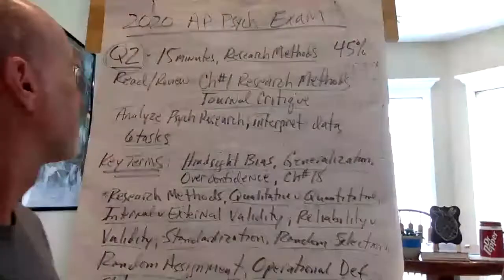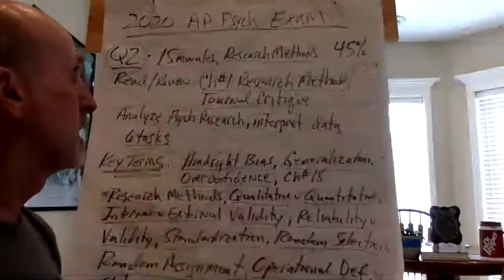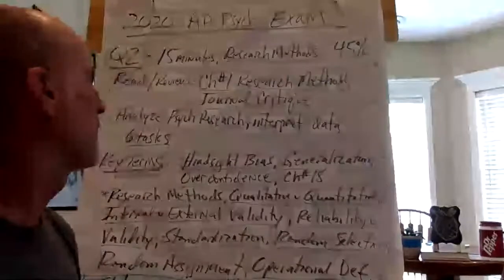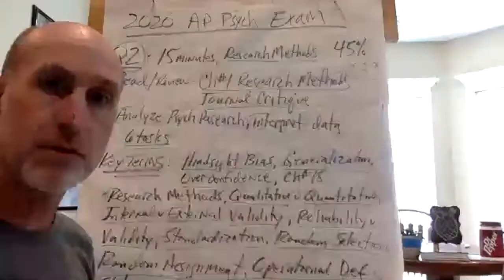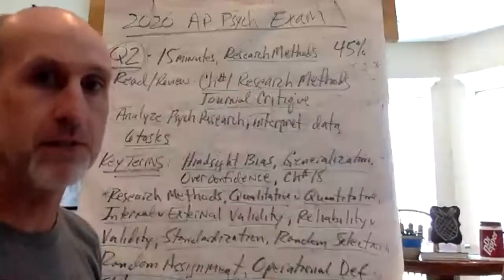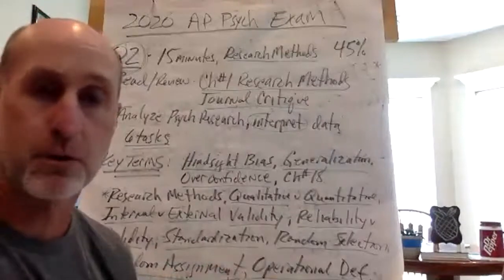So question number 2 is going to be 15 minutes, right? It is over research methods specifically, and it's 45% of your grade. First of all, realize in the prep part of this that 15 minutes is not very long, and you're probably going to need most of that to write.